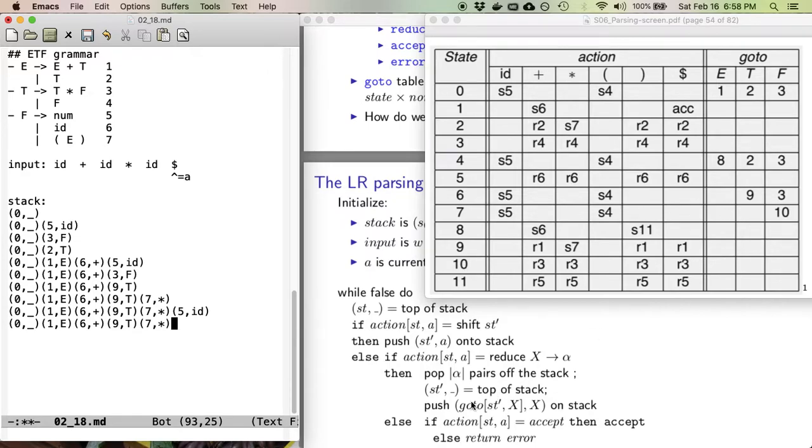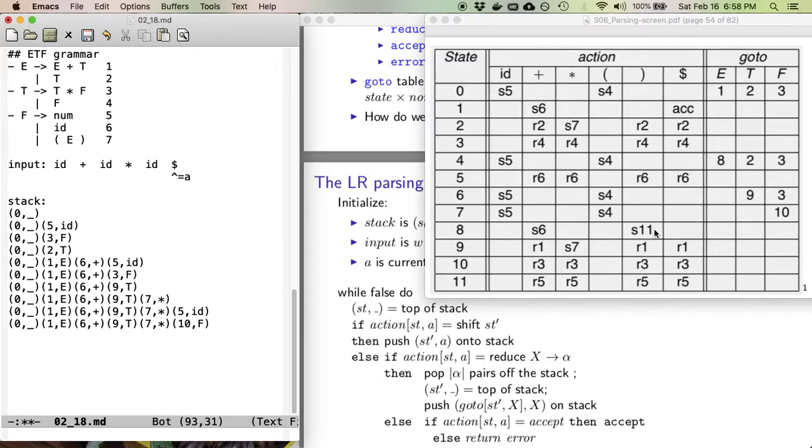We need to know where do we go to, right? So in state 7, where do we go on a factor, reduction to a factor? We go to state 10. Right, so we're going to go to state 10, and that factor became, so this identifier rather became a factor. All right.